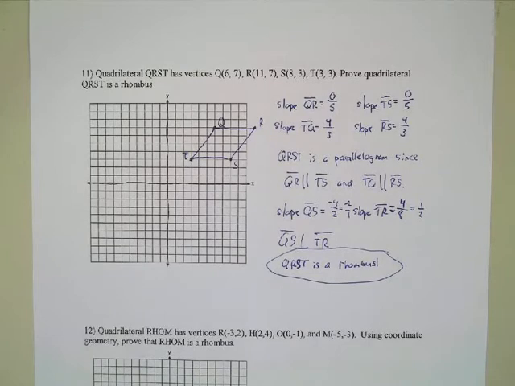A rhombus is a parallelogram whose diagonals are perpendicular. That's one way to make sure that it's a rhombus. Questions on any of that? All right, let's flip it over and move on to number 13.